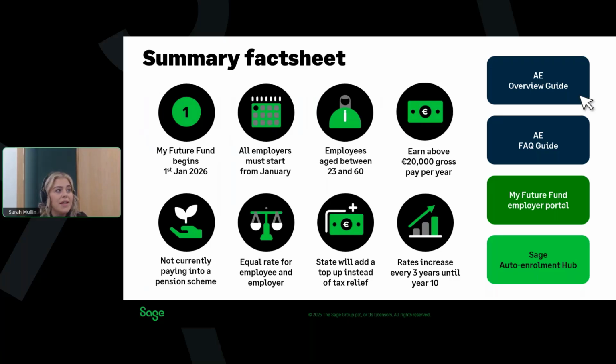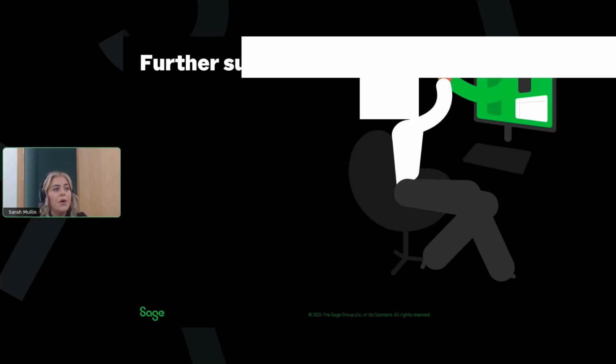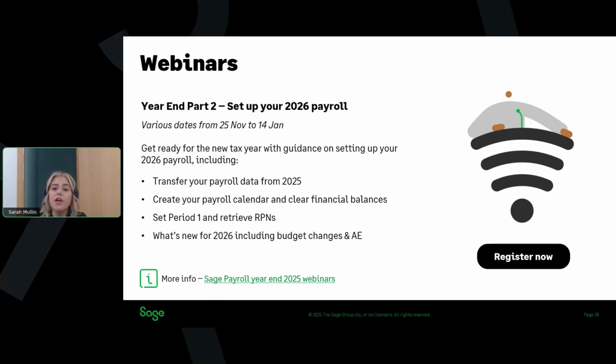So that brings us to the end of today's webinar. Do you want to wrap things up by running through some further support? So as you all know, there is a part 2 of our payroll year-end webinar. And in that session, we'll guide you through setting up the new tax year, creating your payroll calendar, clearing balances, and we will look at what is new for 2026, including how the new pension scheme is going to integrate into your payroll process. So you can sign up for part 2 by using the link in the chat, but there will also be one in the follow-up email we'll send after today's webinar as well.